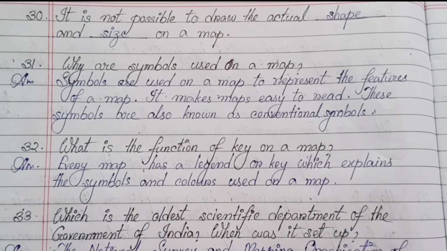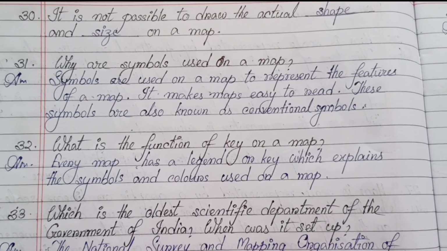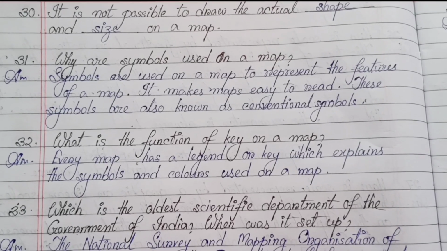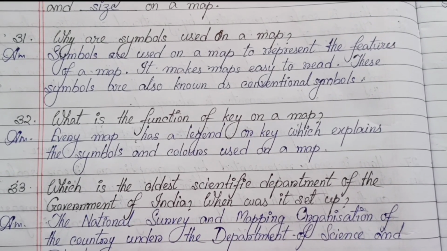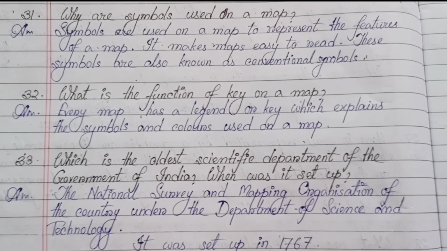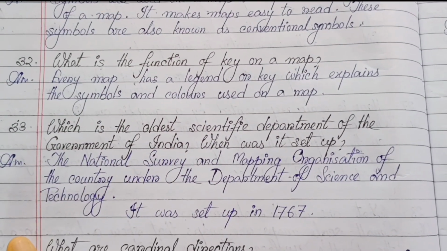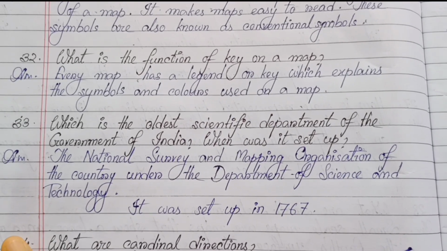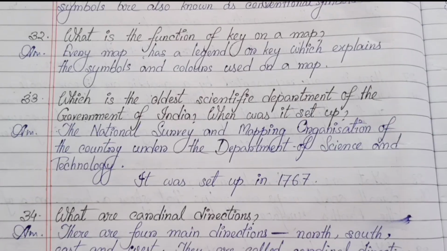31. Why are symbols used on a map? Symbols are used on a map to represent the features of a map. It makes maps easy to read. These symbols are also known as conventional symbols. 32. What is the function of key on a map? Every map has a legend or key which explains the symbols and colors used on a map.